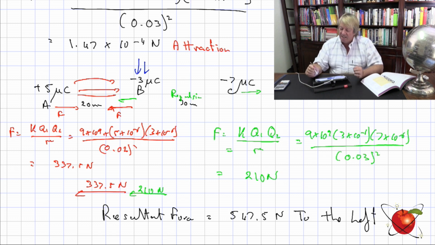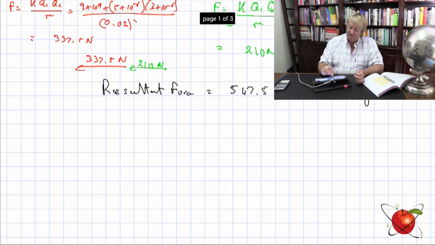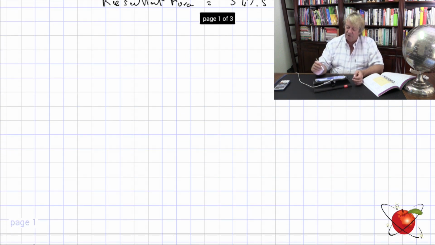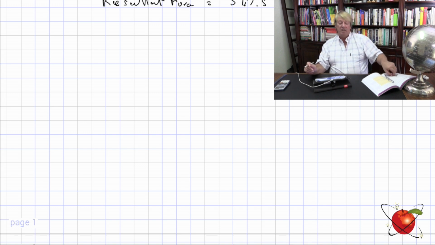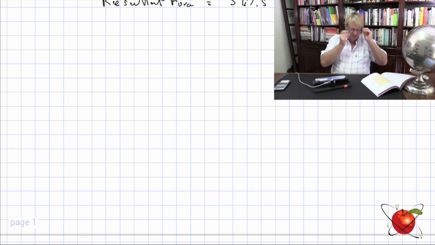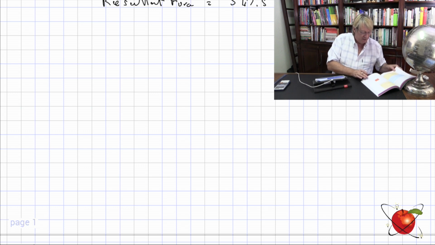Okay. Let's now look at the next one that can be given, which is very often given, more often than not, is let's put the charges in different directions, shall we?